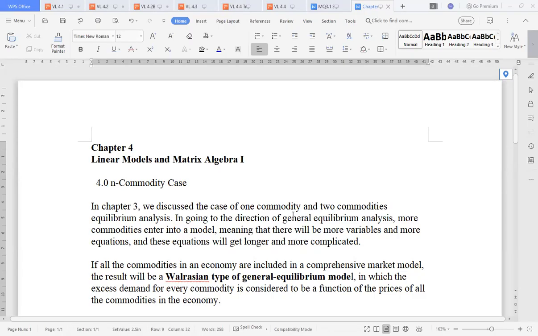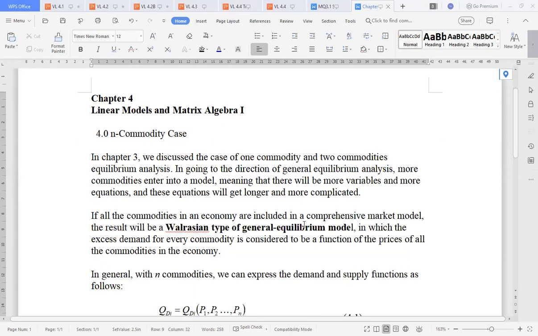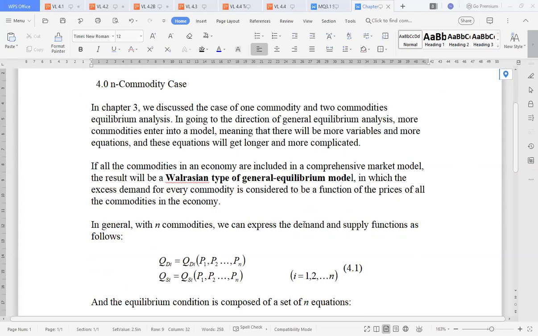Today we will start with chapter 4, but before that, let's have a quick review of what we did with chapter 3. In chapter 3 class, the first discussion was on partial market equilibrium. Pag sinasabing partial, there's only one commodity, and with that, we only determine the equilibrium price and quantity of one good.